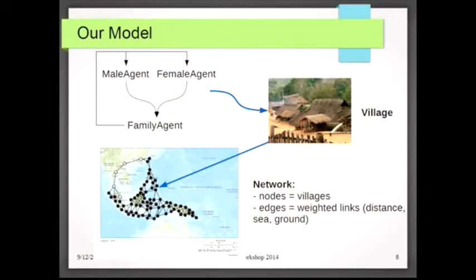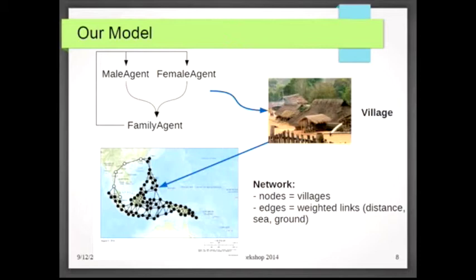More visually, this is the model. So we have our human population divided between single agents, which can be male or female. And when they marry, they are transformed into a family agent. These agents live in villages, and these villages are connected in a network of points taken on the map of Indonesia and Southeast Asia.